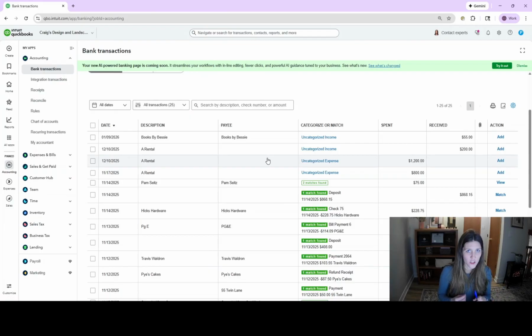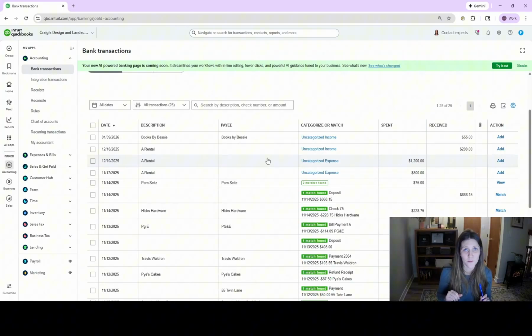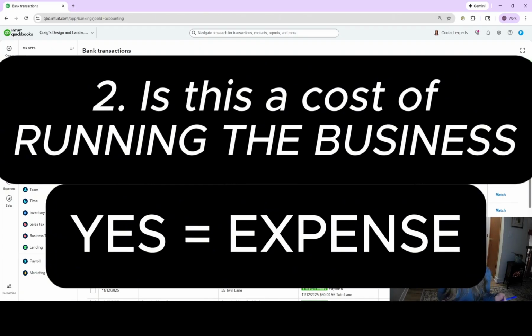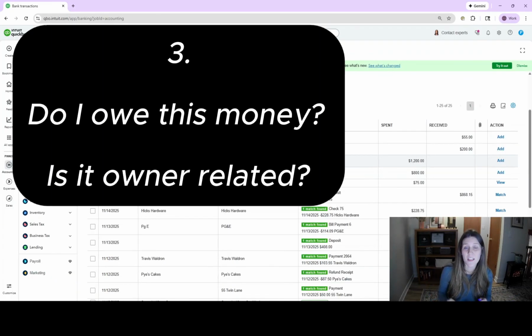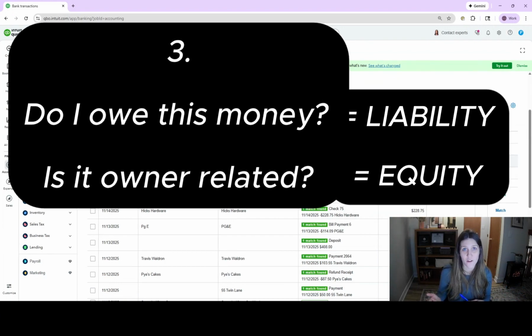But next time you're not sure how to categorize a transaction, ask yourself these 3 questions. Number 1, is this cost directly tied to a job or a sale? If yes, cost of goods sold. Number 2, is this a cost of running my business? If yes, expense. Number 3, is this money I owe, or is it owner related? If yes to one of those, either a liability or an equity transaction.